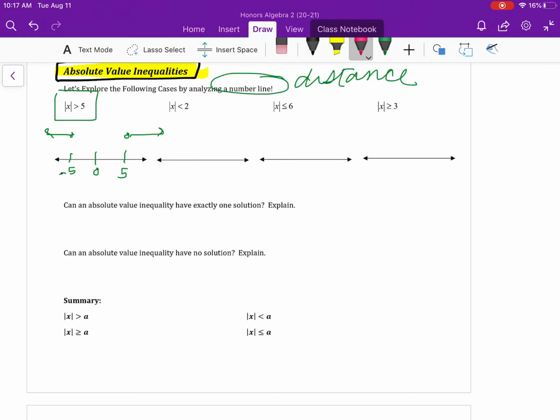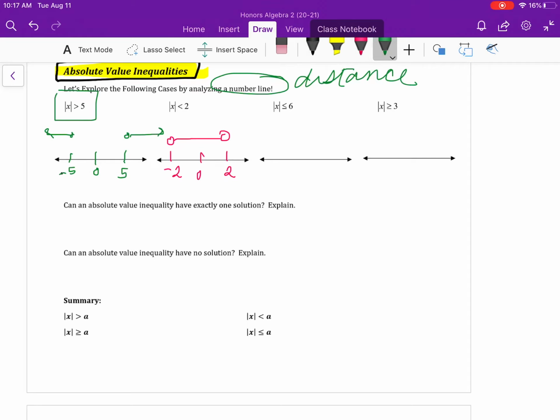Let's try another one. What numbers have a distance from 0 that is less than 2? Well, here's my 0. If it's less than 2 this way and less than 2 this way, we're going to have open circles because less than. It's everything in there. So you can see the difference. The greater looks like little boat oars, and the less than looks like a little dumbbell here.